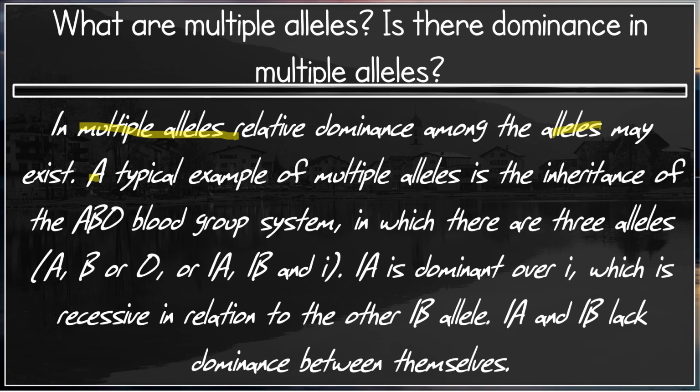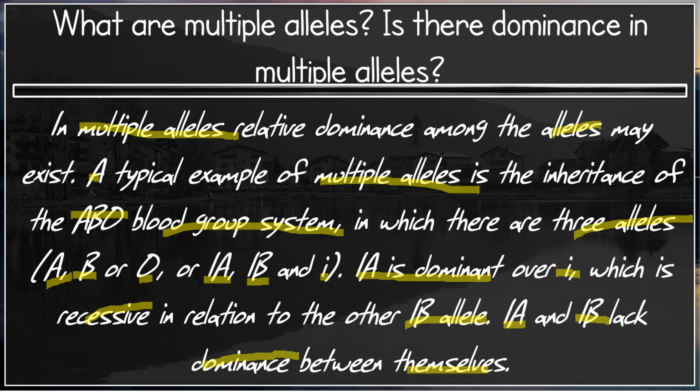A typical example of multiple alleles is the inheritance of the ABO blood group system, in which there are three alleles, A, B, and O. Allele A is dominant over allele O, which is recessive in relation to the other allele B. Alleles A and B lack dominance between themselves.